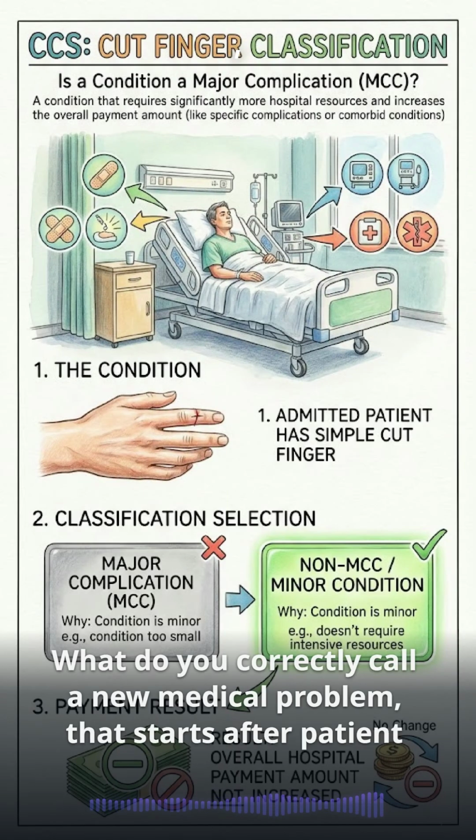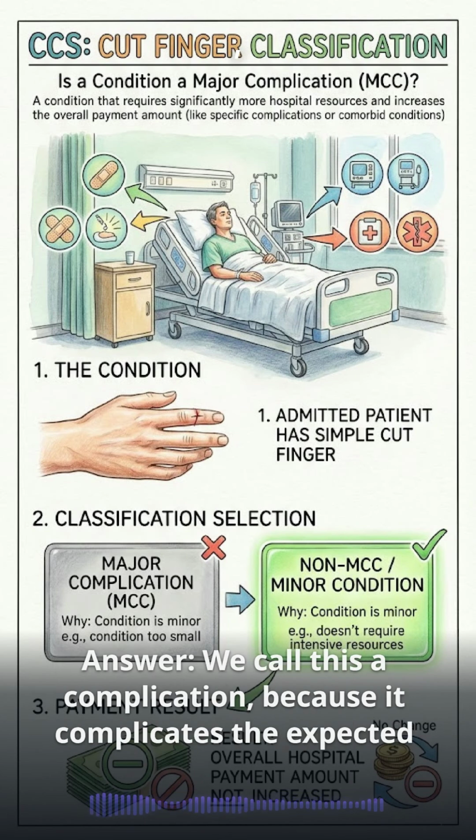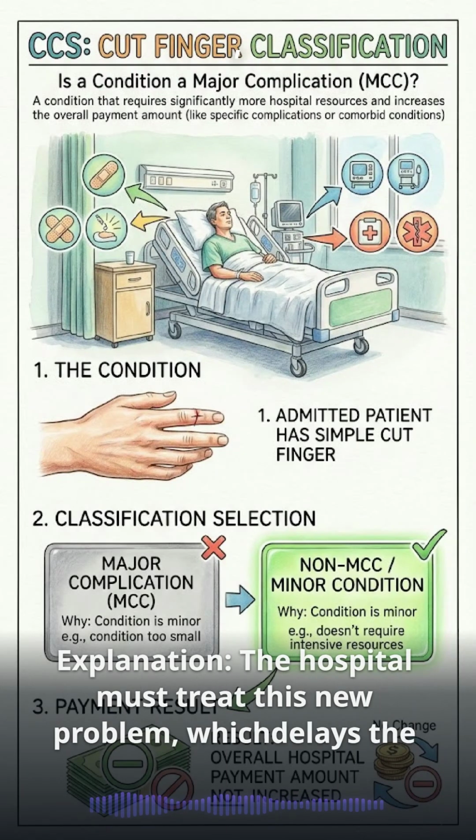52. What do you correctly call a new medical problem that starts after patient admission? We call this a complication because it complicates the expected normal hospital recovery process. The hospital must treat this new problem, which delays the patient from going home.